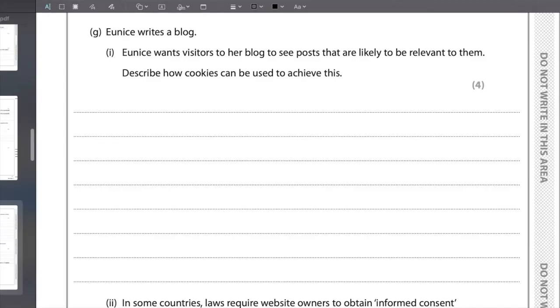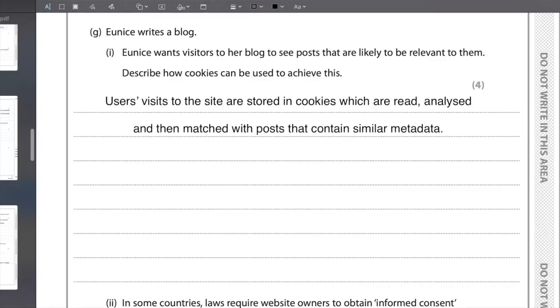Eunice writes a blog. Eunice wants visitors to her blog to see posts that are likely to be relevant to them. Describe how cookies can be used to achieve this. So you've got to describe the use of cookies. So what you've got to write down is you're looking at the user's visits to the site, the page views. They're read, analysed, they're matched with posts that contain similar key data, metadata. So keywords here. Users' visits to the site are stored in cookies, which are read, analysed, then matched with posts that contain similar metadata.